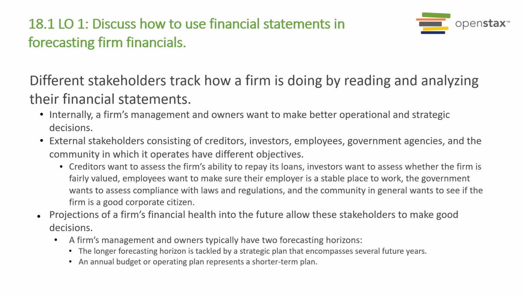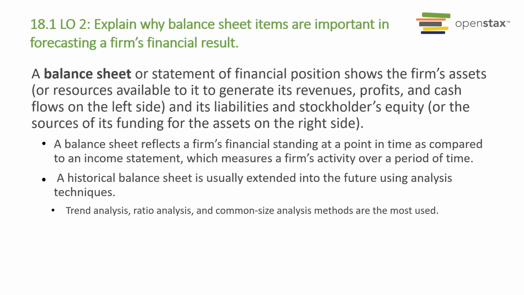A firm's management and owners typically have two forecasting horizons. The longer forecasting horizon is tackled by a strategic plan that encompasses several future years. An annual budget or operating plan represents a shorter-term plan.